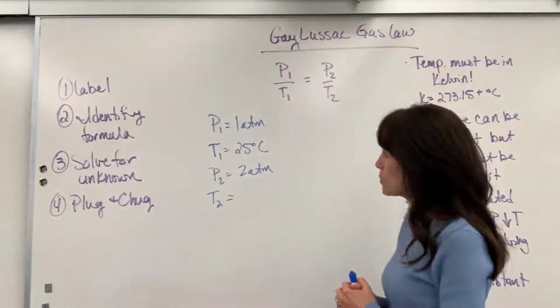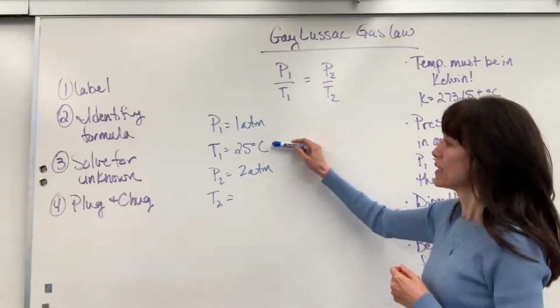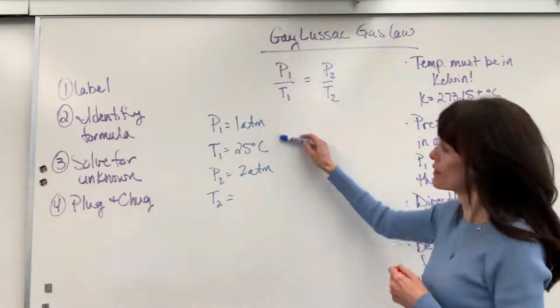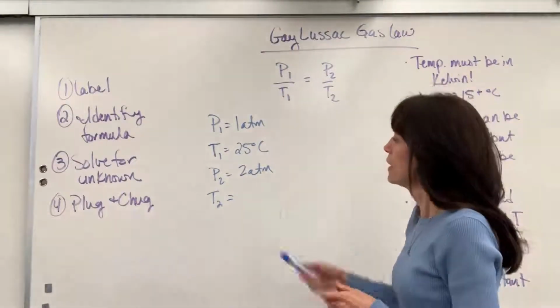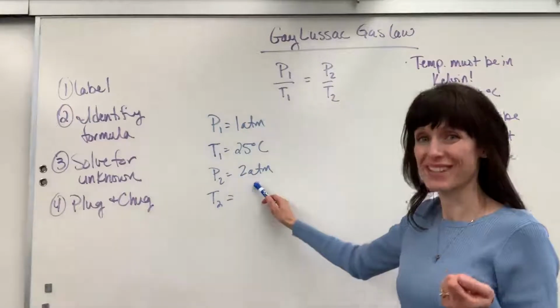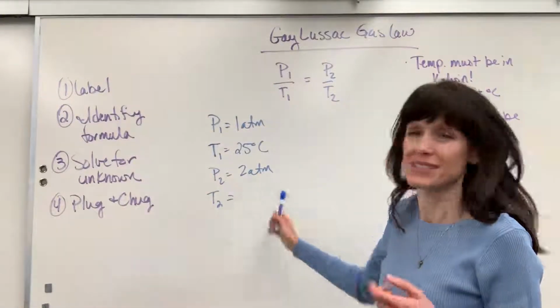Now I do have an example for you. We have an initial pressure of 1 atm. The temperature is 25 degrees C. So that right there would be considered standard temperature and pressure for gases. We're going to double the pressure, okay? Double the pressure to 2 atm. And the question is, what's the temperature?